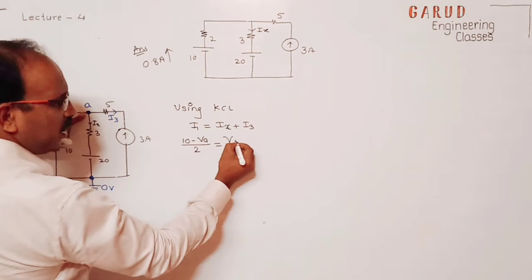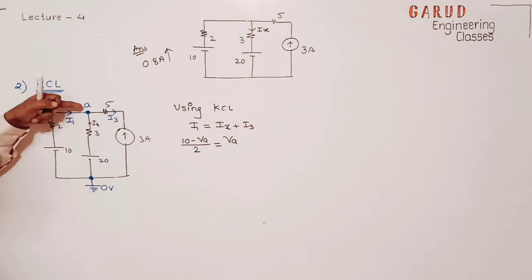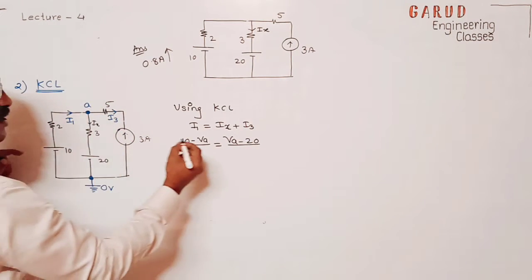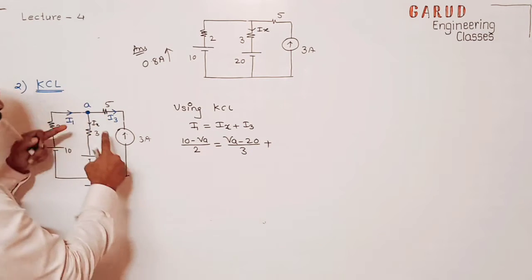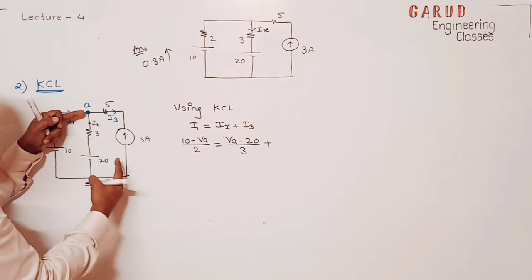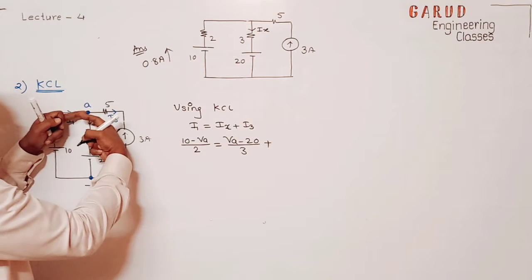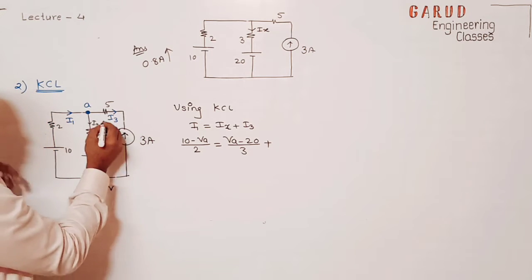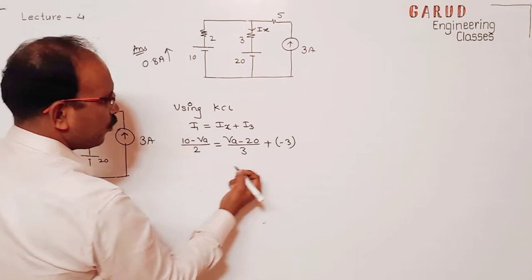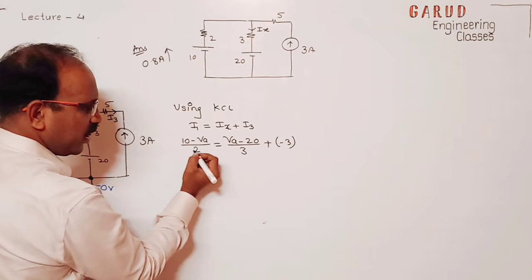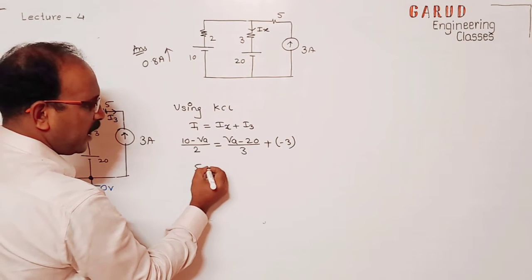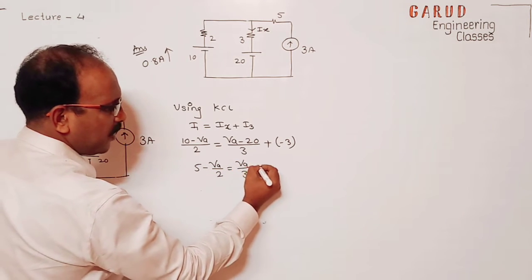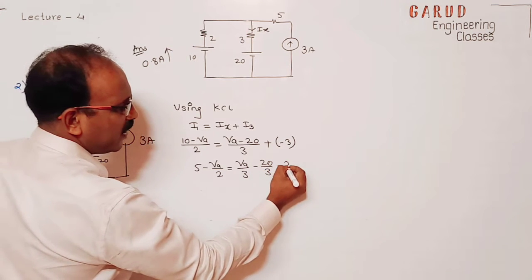Ix is flowing in the downward direction: this voltage minus this voltage, VA minus 20 upon branch resistance 3, plus I3. I3 is given, but it is in the opposite way, so I3 is minus 3. This 3 ampere is in the upward direction, so I3 is minus 3. So we can write 10 by 2, that is 5, minus VA by 2 equals VA by 3 minus 20 by 3 minus 3.